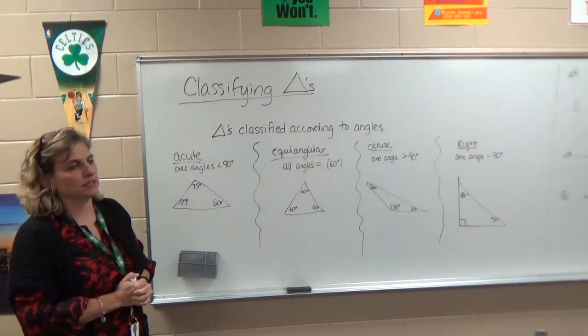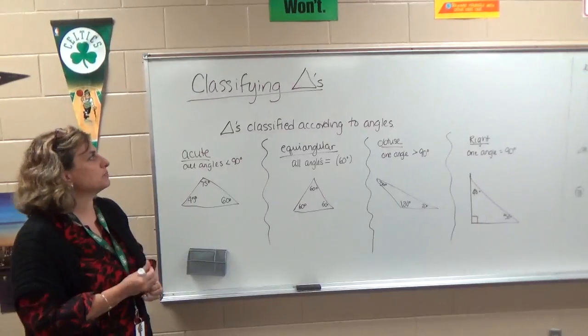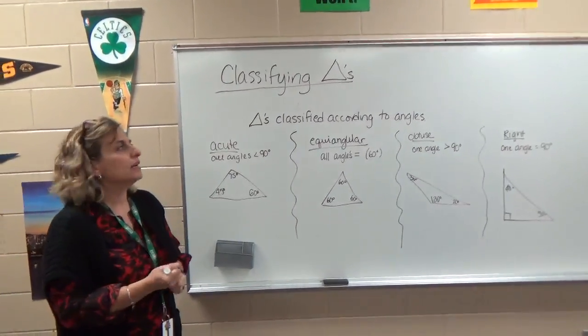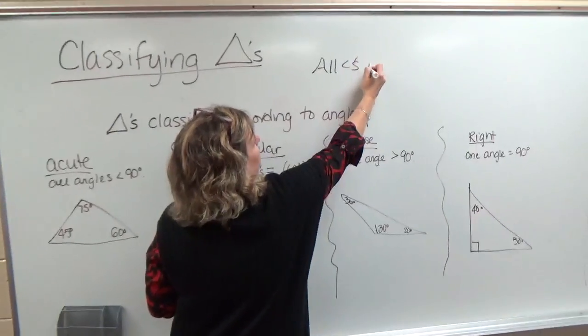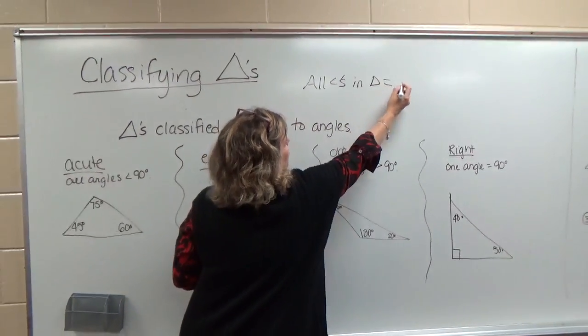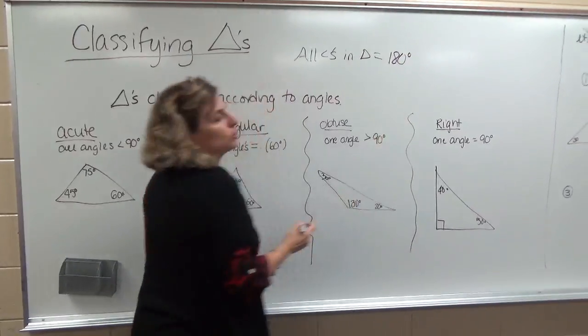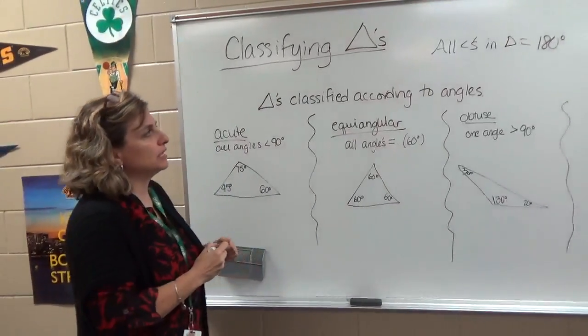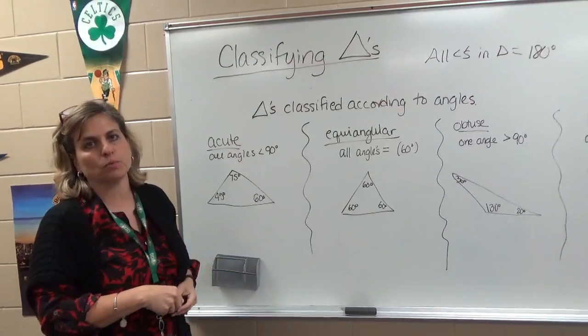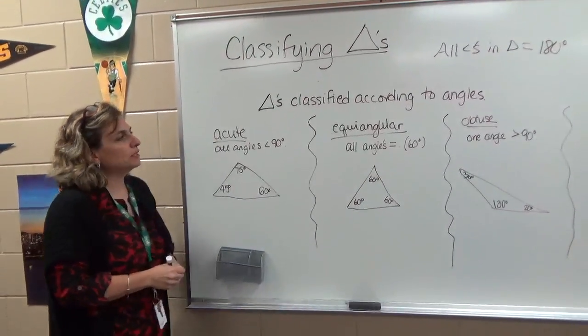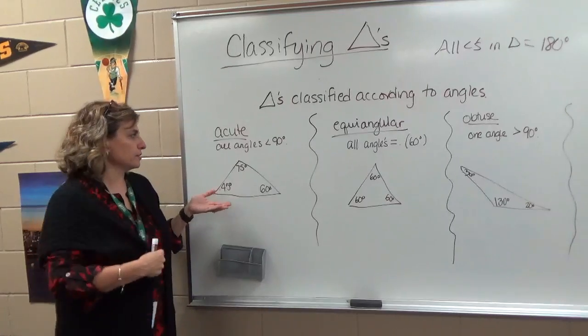So angles in a triangle all have certain degrees, but one thing you have to know is that all angles in a triangle add up to 180 degrees. You need to know that, okay? So you need to know that when you take the measures of each angle in a triangle, it's gonna add up to 180 degrees. So we're going to talk about the angles in the triangle first.